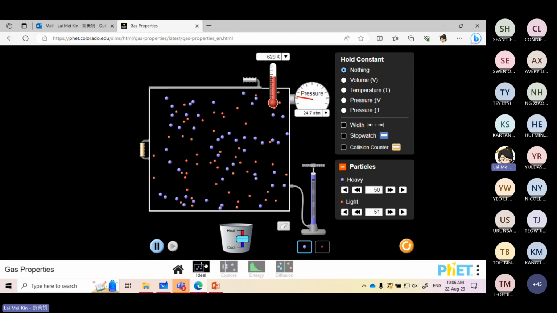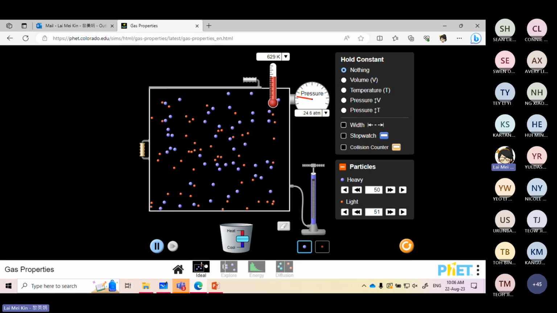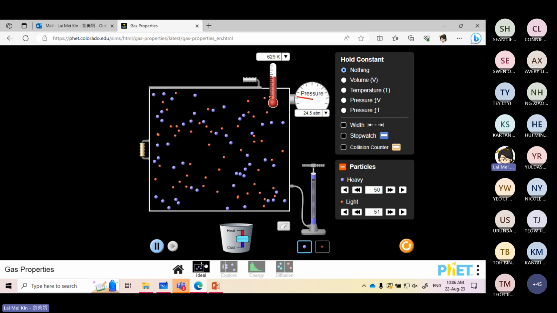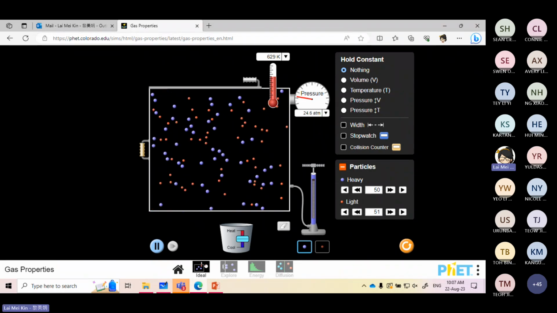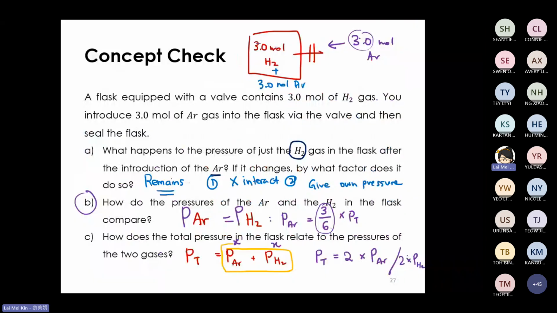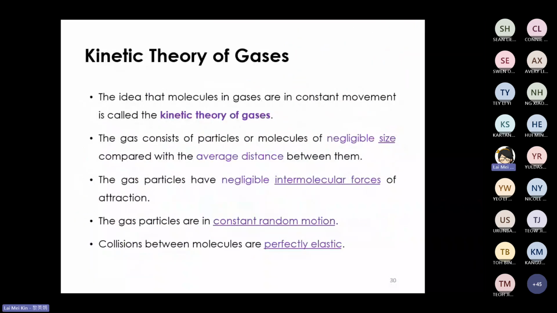So when we talk about gas laws and kinetic molecular theory, we assume the gases are perfect. Perfect means they fulfill the four things that we mentioned just now. What are the four things? Let's go back to the slide. Number one, the gas has negligible size. If you cannot use the word negligible, you can say that the size is very small, or the size is not significant, compared with the volume.